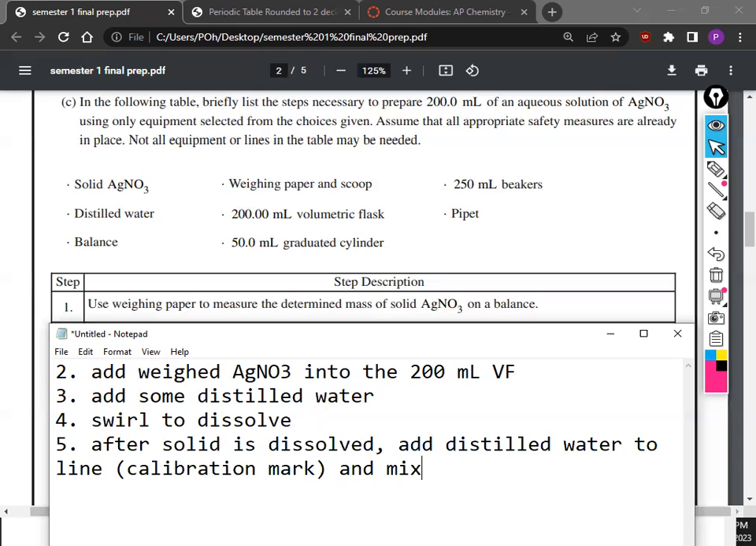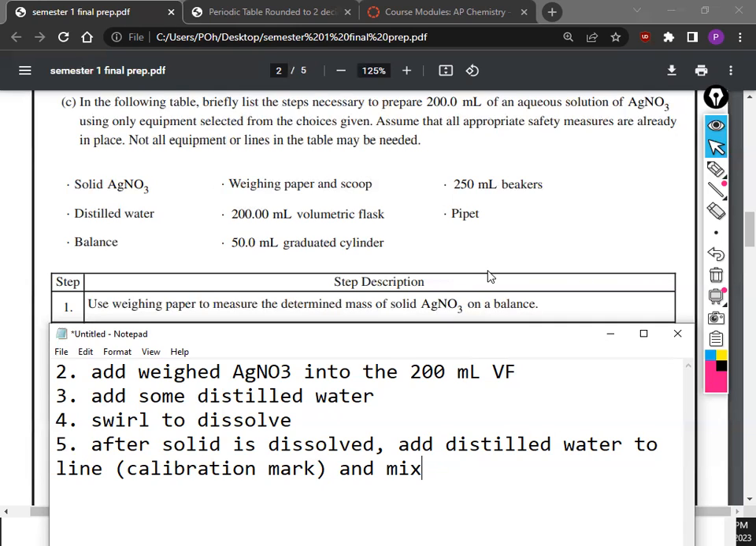Does it require us to use all of the equipment? Here it says on the last sentence, not all equipment is needed, so you don't have to use all of them. You can use bare bones. If you do use more, that's totally fine. You won't get marked down for using more. You just gotta make sure you use these, and you gotta use them for these functions.